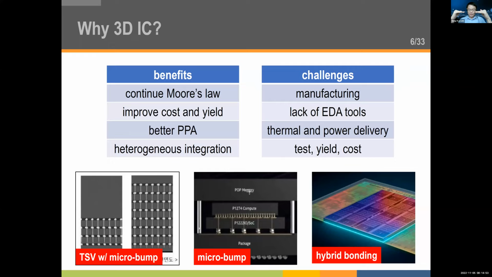Of course, these are the benefits, but nothing comes for free. Challenges: manufacturing. Again, we need additional processes to bond and drill, and EDA tools are lagging behind. I get this question about thermal and power delivery every time I present on 3D IC. Test is also a challenge: you don't want to bond a bad die and a good die, because you waste both. How do you test before bonding and after bonding? So let's jump into the main topic today.